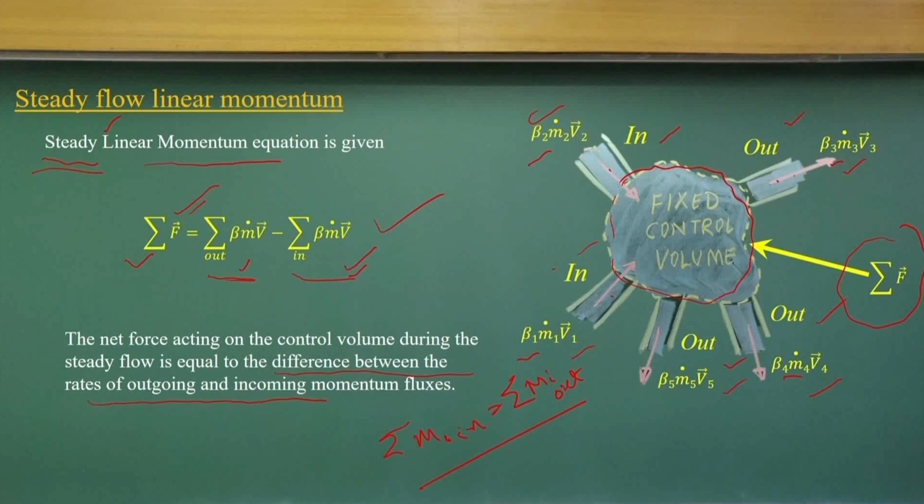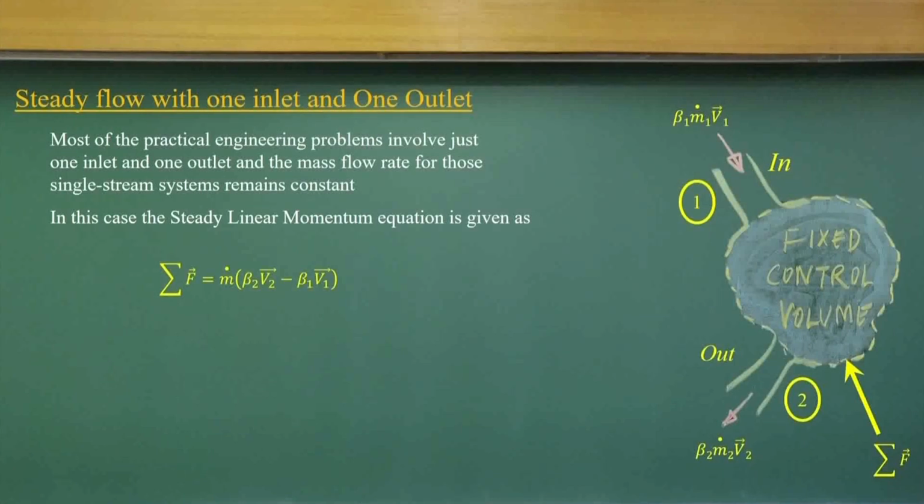Then we have the steady problems. This is the conservation of mass equation and this is the linear momentum equation for steady flow having multiple inlets and outlets. Now, let us go for another simplification: steady flow conditions with only one inlet and one outlet. This is a very simplified case.